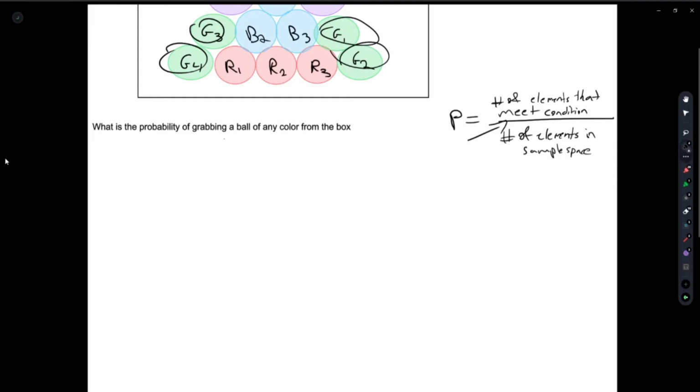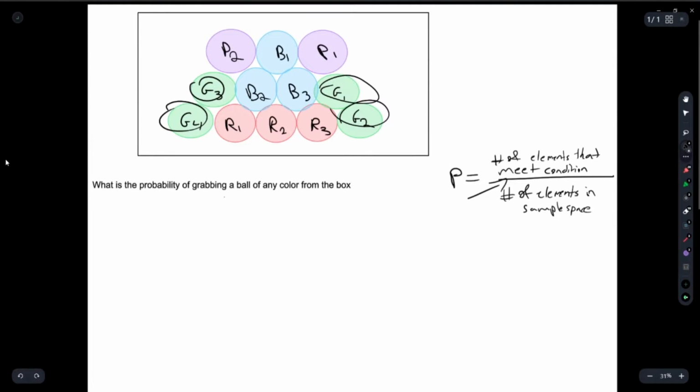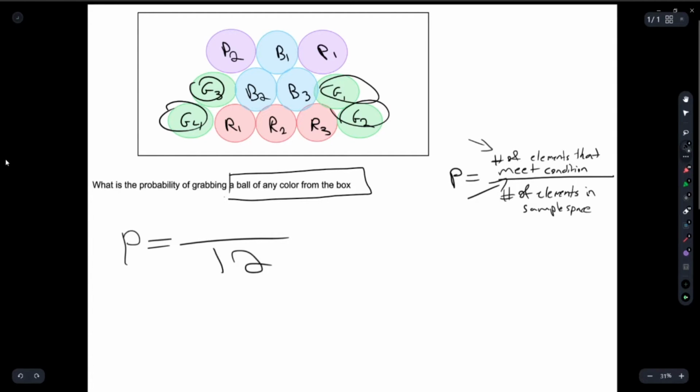For our fourth question, it's asking what is the probability of grabbing a ball of any color from the box? Again, we'll use the formula P equals, and we'll start with the denominator, the number of elements in the sample space. It's 12 as we discussed in the previous question. Then the number of elements that meet the condition. Now the condition is a ball of any color from the box. How many of these satisfy this condition? All of them do. So it will be 12 over 12, which is a probability of 1.